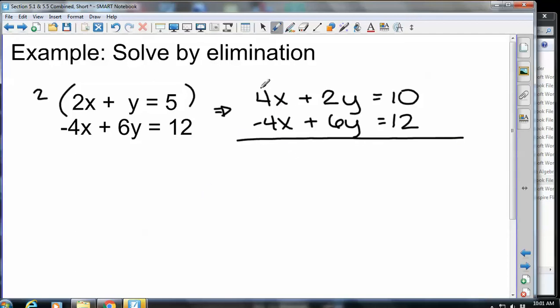Okay, so then if we add these equations together, negative 4x and positive 4x cancel. I have 8y equals 22. Divide by 8. Get 11/4 or 2.75. We have y. How do we find x? Plug it in for x. So you can use either equation. I'll just go with the first one.